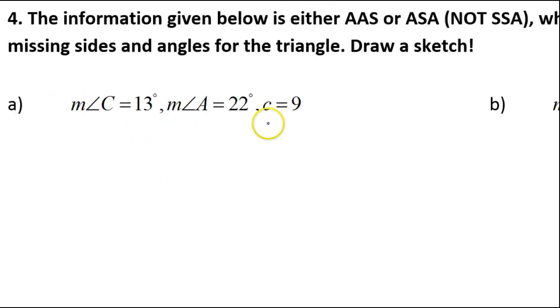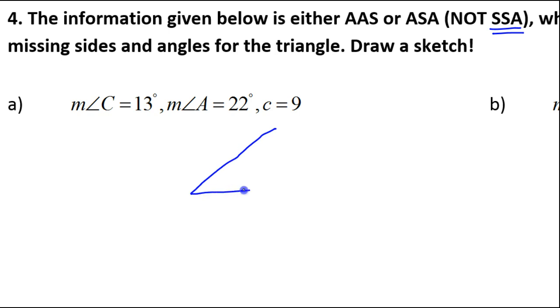All right, for problems number 4, we need to solve these triangles. Notice that there's no way that we have to worry about the ambiguous case. The ambiguous case is only when we have side-side-angle. Here we have two angles and a side. So this is not the ambiguous case, so there will be a triangle and only one triangle. So it's going to be pretty straightforward. All right, so we can just go ahead and draw our diagram and get busy.